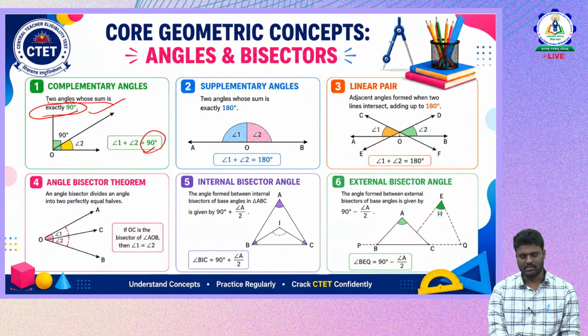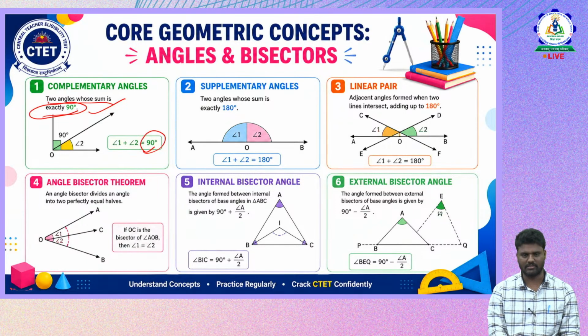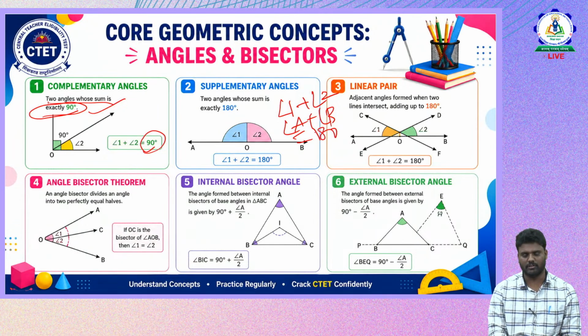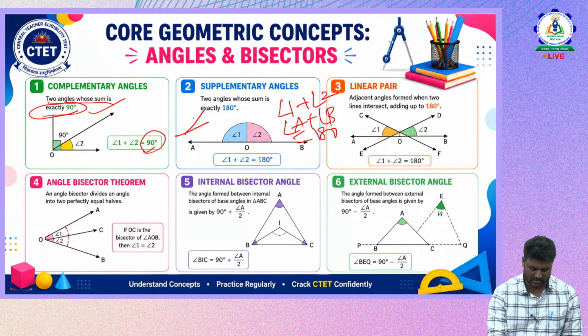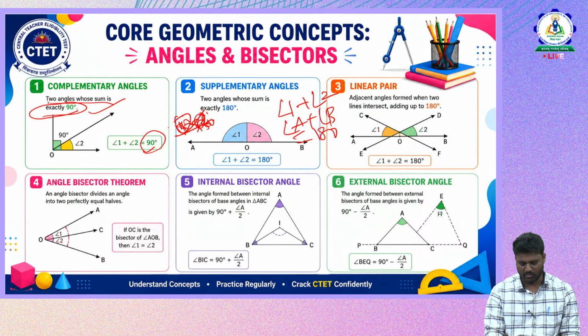The next one is supplementary angles, two angles whose sum is exactly 180 degrees. So if angle 1 plus angle 2, or angle A plus angle B, add up to 180 degrees, then we say that both angles are supplementary angles. Supplementary angles can be like this: this may be 150 degrees, this may be 30 degrees. So these two angles, angle 1 and angle 2, are supplementary angles.